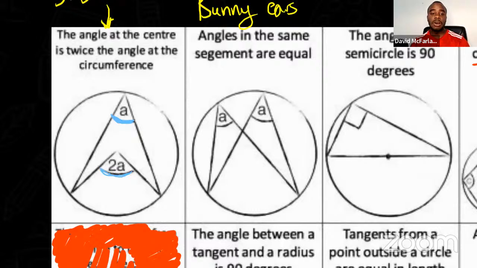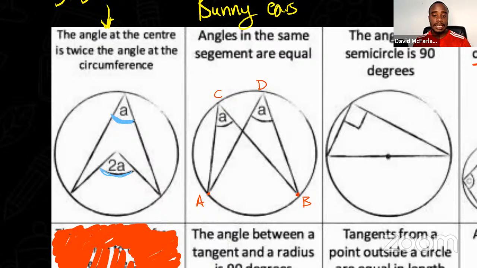The second one, the angles in the same segment are equal. What we're saying is that basically once they start and end at the same place, then the angles are going to be the same. So if you look at this one, this angle starts here and ends here. Let me put some names for the points. So let's call this point A, B, C, and D.